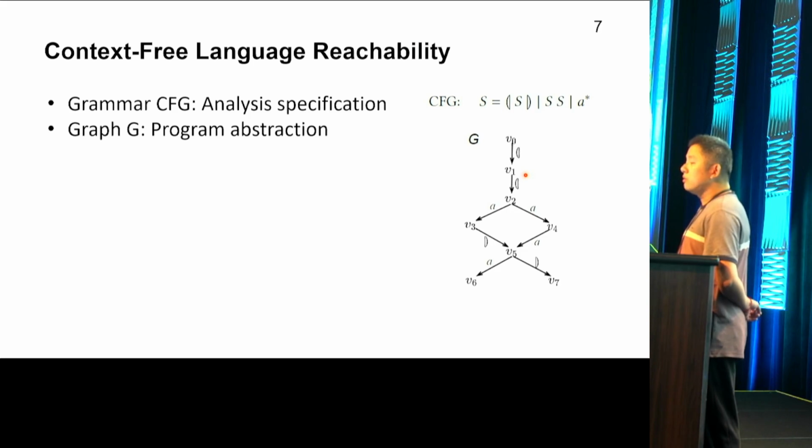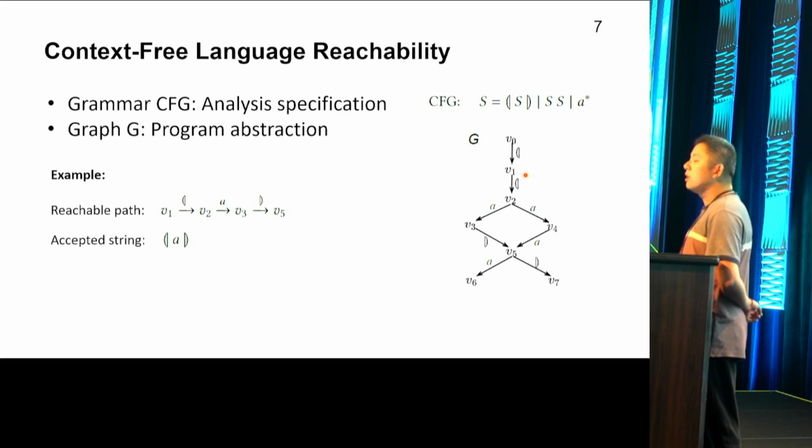Note that all the edges in the graph are labeled by a character from the alphabet of the context-free grammar. As an example, if we take a look at the paths in the graph, for instance, we have a path from node V1 to V5, and we can concatenate all the labels together along the path, and then we end up with a path string. In this example, we have a path string of open parens, A, and close parens. And it's obvious that this string belongs to the language that can be specified by the context-free grammar.